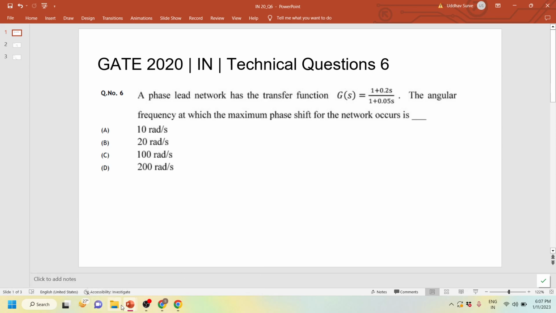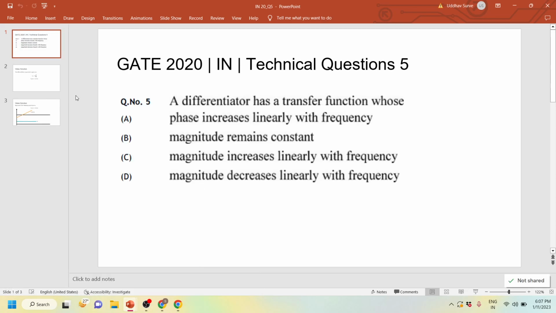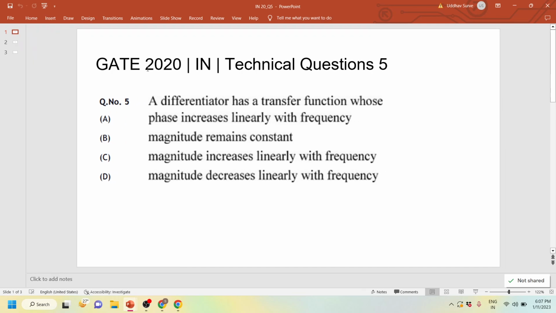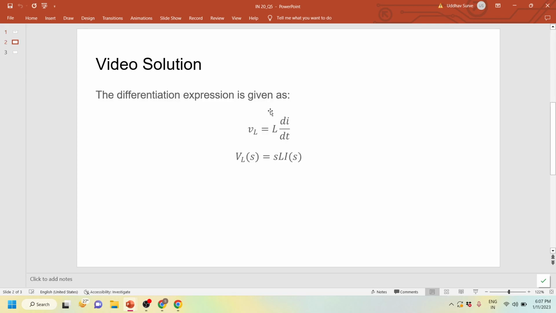Let us take an easy question. So GATE 2020, again control systems, instrumentation, technical question 5. A differentiator has a transfer function that holds what: phase increases linearly with frequency, magnitude remains constant, magnitude increases linearly with frequency, or magnitude decreases linearly with frequency. So it's a fairly simple question. You can just analyze this question from a Bode plot. So let us take a basic differentiation expression.